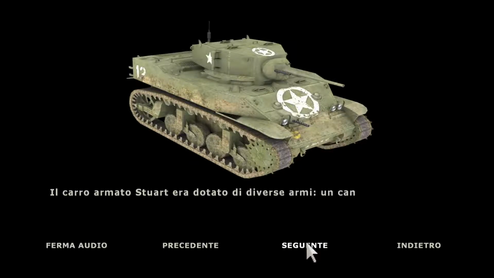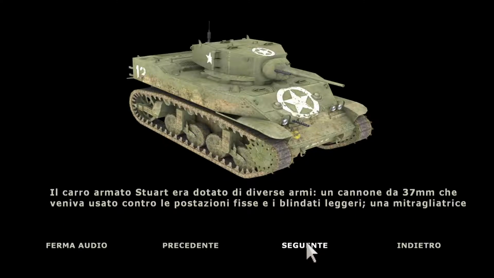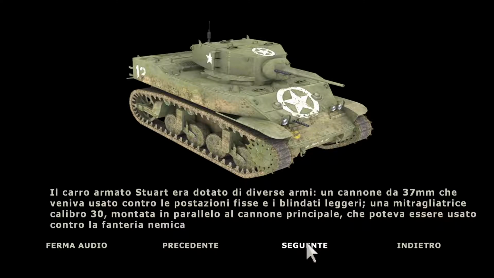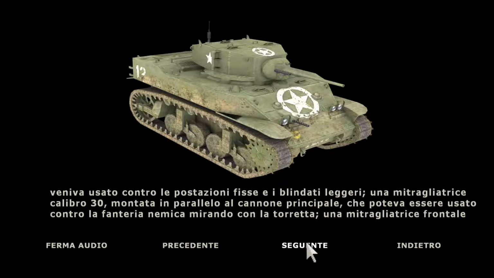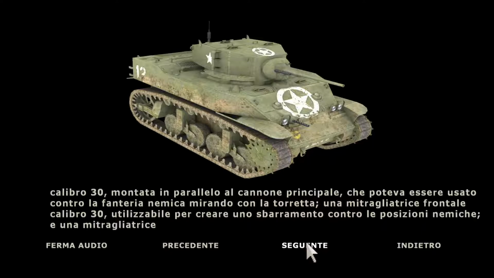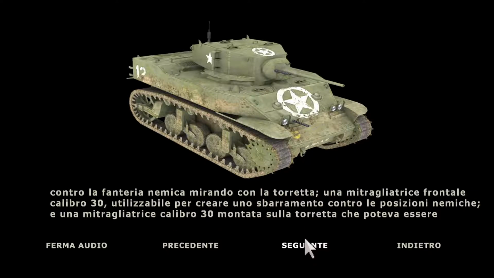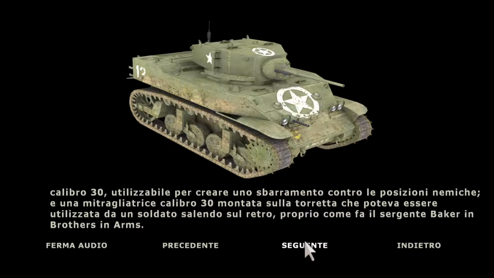The Stuart tank was armed with a 37mm main cannon, which was used against fixed positions and lightly armored vehicles. A .30 caliber machine gun mounted coaxially with the main gun could be aimed with the turret at enemy infantry. A .30 caliber bow machine gun could be used for suppression of enemy positions. And a turret-mounted .30 caliber machine gun could be used by an infantryman riding on the back deck, just like Sergeant Baker can do in Brothers in Arms.